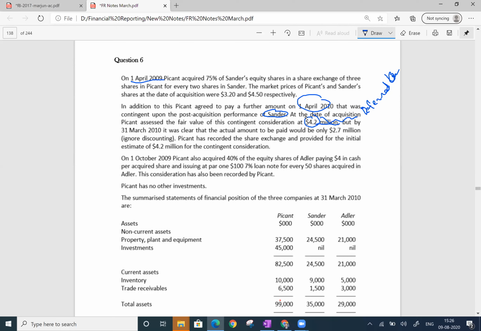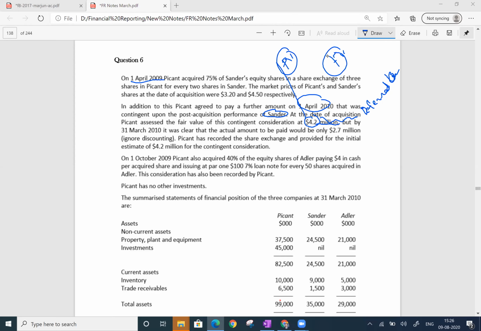P has assessed. So is this present value or fair value? Read that sentence again. At the date of acquisition, parent has assessed the value of this consideration as 4.2 million. Is it present value or future value? What do you think? It's present value. Very good.